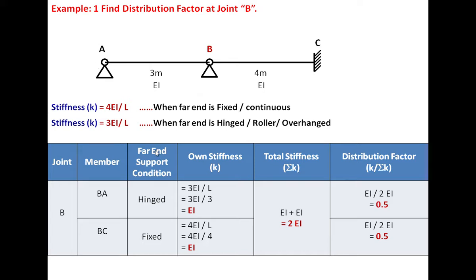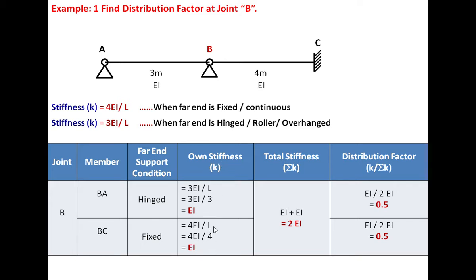So for the BA member, the far end condition is a hinge, and the stiffness formula we will use is 3EI by L. EI is constant, purposely kept here, so 3 into EI, and the span is 3 meter, so we get the stiffness of this member as EI. Similarly, for the second member BC, the far end C is a fixed support, and for that we use the formula 4EI by L. EI is constant, so 4EI, and L is 4 meter, so here also it comes out to be EI. This is the own stiffness.